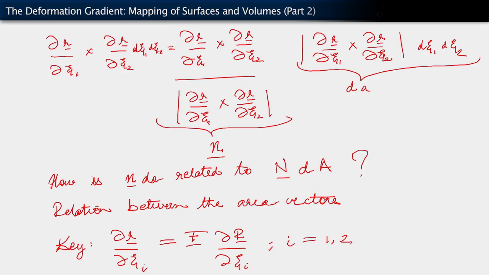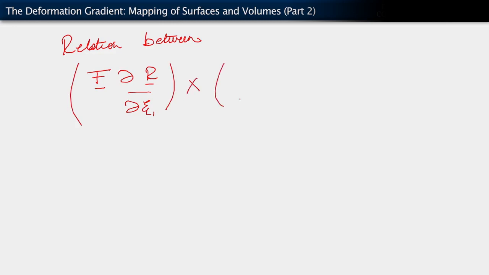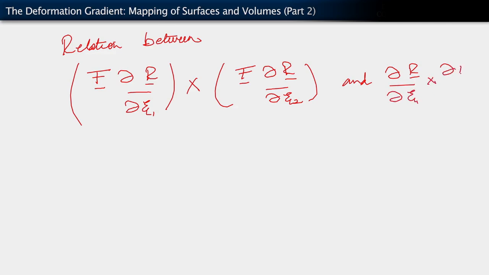All right? And so we are then asking, what is the relation between F partial capital R with respect to C1 cross F partial R with respect to C2, and partial R with respect to C1 cross partial R with respect to C2. Okay, this is the question that we've posed for ourselves.